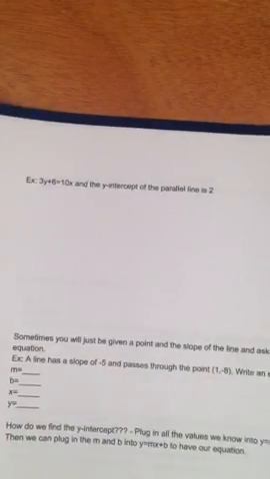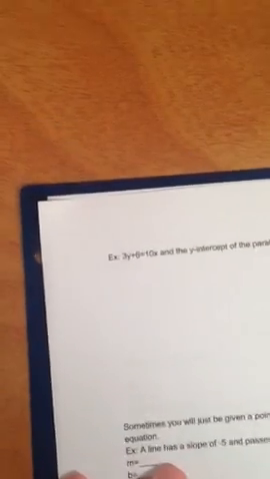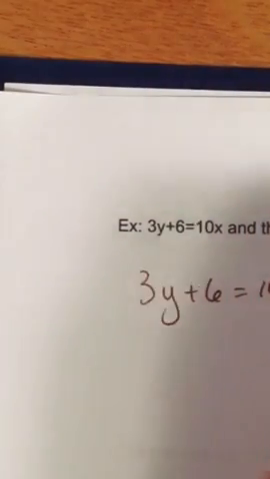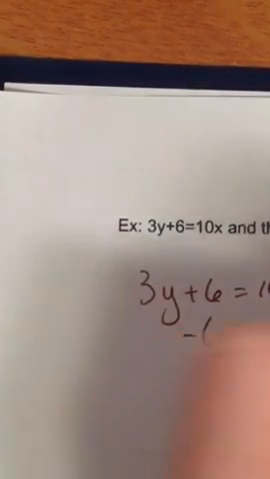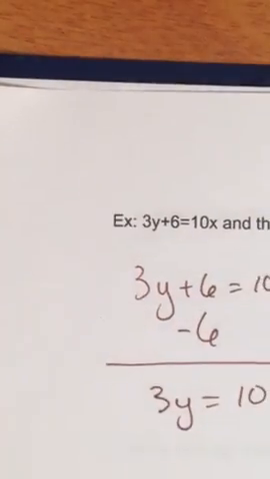Alright, so one more. We got a couple steps to solve this one. So step 1, I need to put this in slope-intercept form. So I have 3y plus 6 equals 10x. I'm going to subtract 6 from both sides.